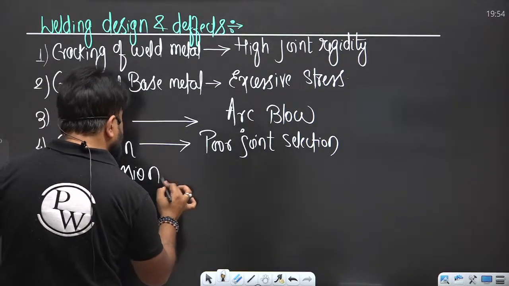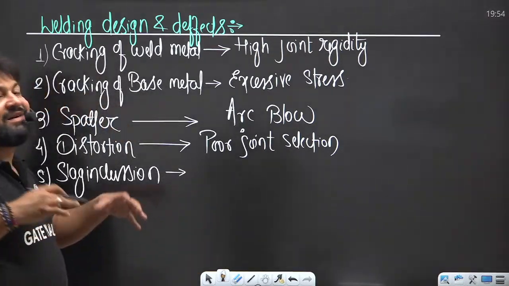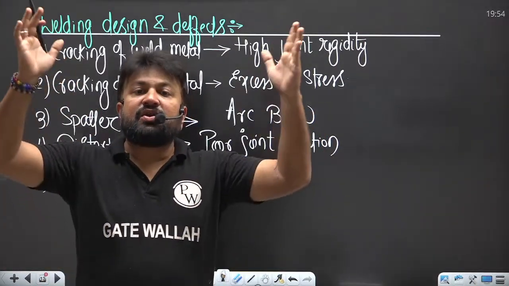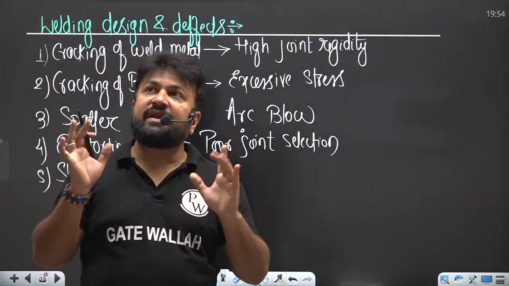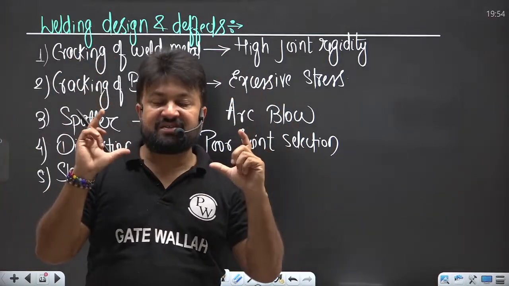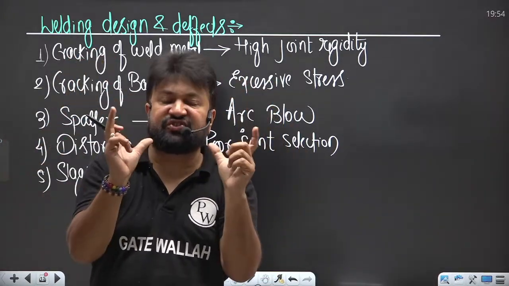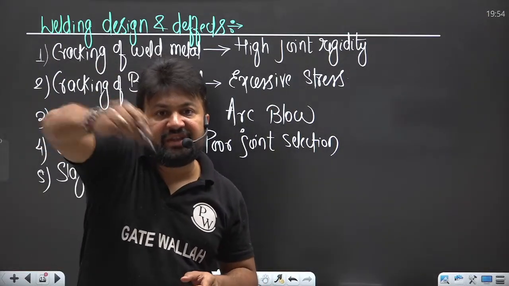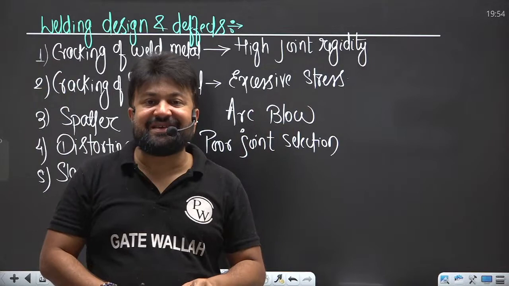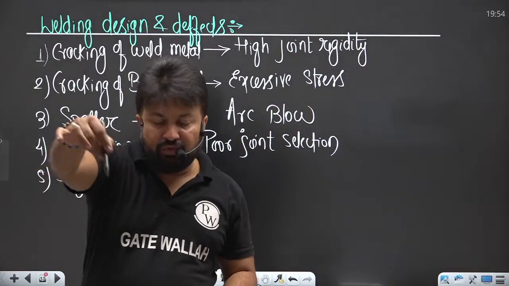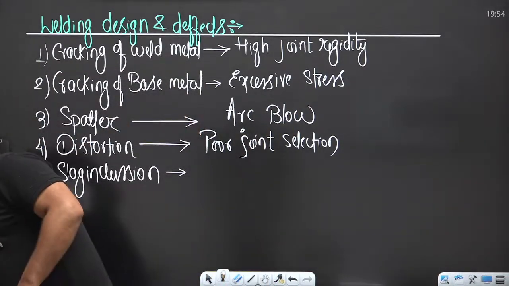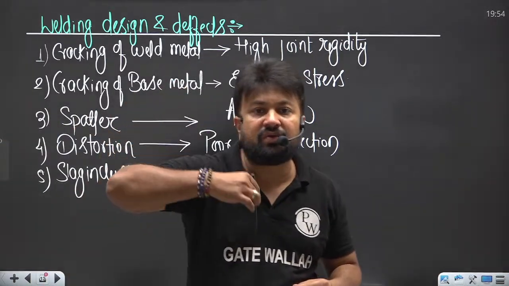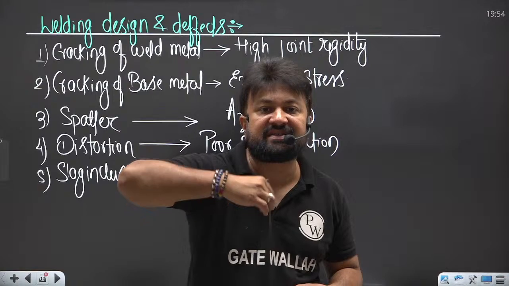Slag inclusion. Sometimes the joint size is large. Suppose you are filling a large notch. A notch is a gap in which you fill the filler metal during welding. If the notch size is very large, then you will pass the electrode multiple times, in multiple passes.